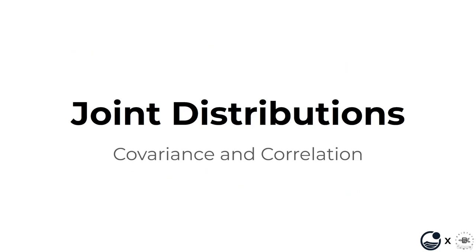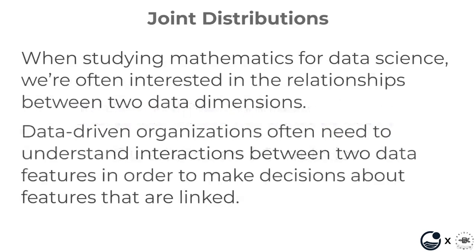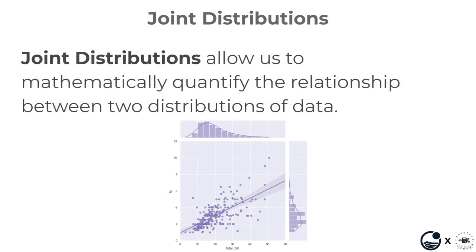Welcome everyone to this section of the course discussing joint distributions, more specifically covariance and correlation. When studying mathematics for data science, we're often interested in the relationships between two data dimensions or data features. Data-driven organizations often need to understand interactions between two data features in order to make decisions about the features that are linked. Joint distributions are going to allow us to mathematically quantify the relationship between two distributions of data.